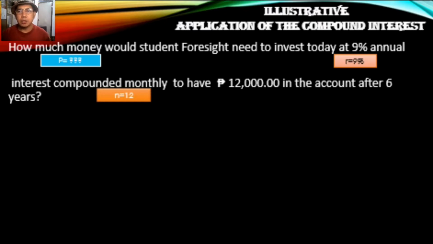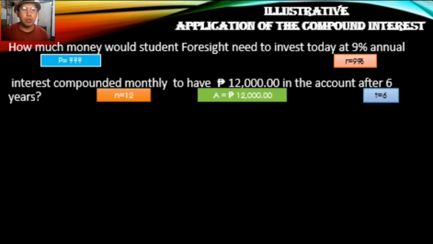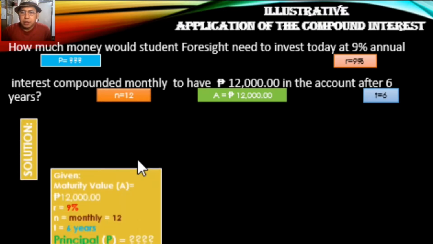And it says in here, after 6 years, you will have 12,000 pesos. Of course, the term of the investment is 6 years. Now, how are we going to solve for this problem? So mind you, my dear student, let's try to follow this one step by step. Of course, to do the problem, jot down again the given.